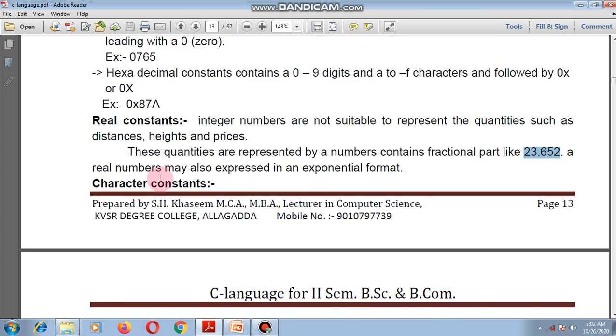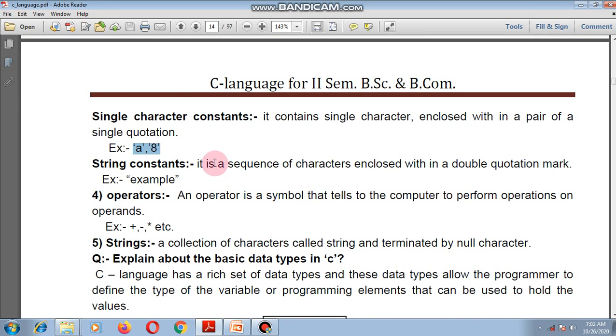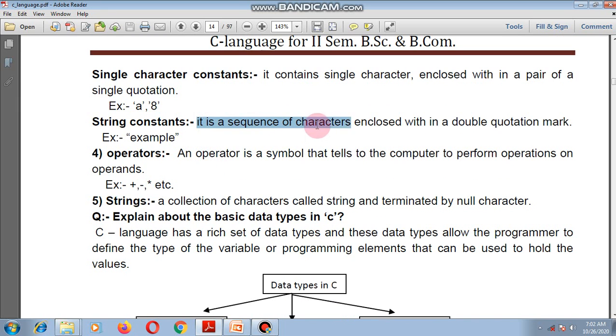Next, character constant. A character constant contains a single character, either a character or a number, which is represented using single quotation marks. Next, string constant. It is a sequence of characters enclosed in double quotation marks. Okay, this is regarding constants.